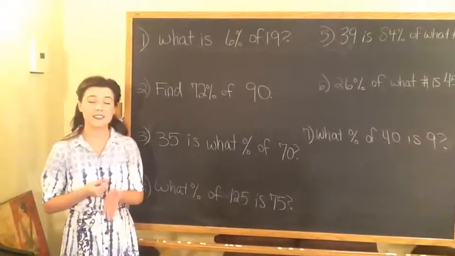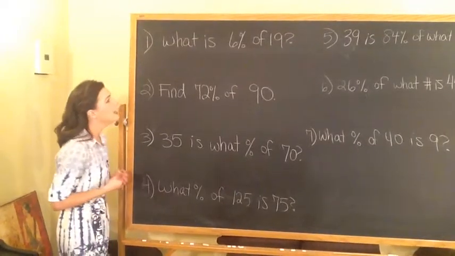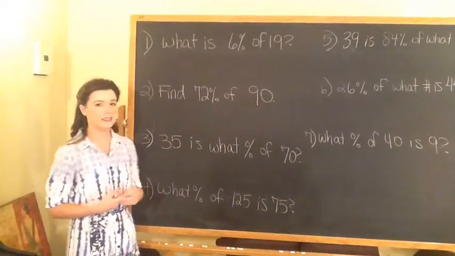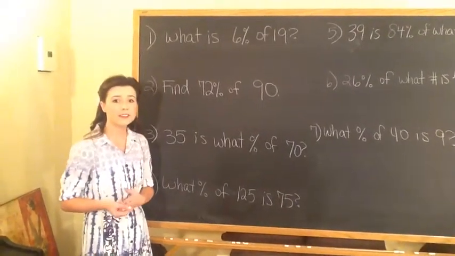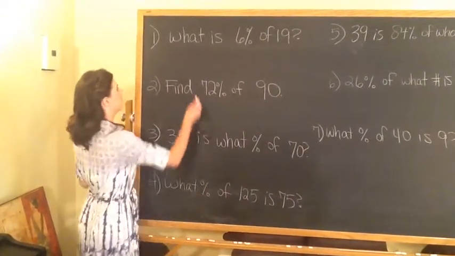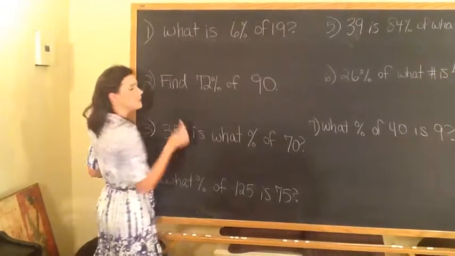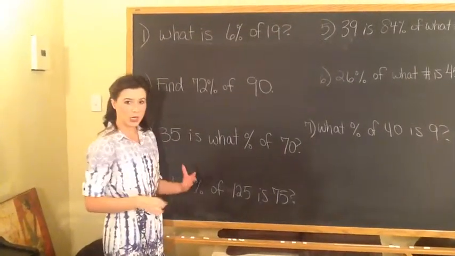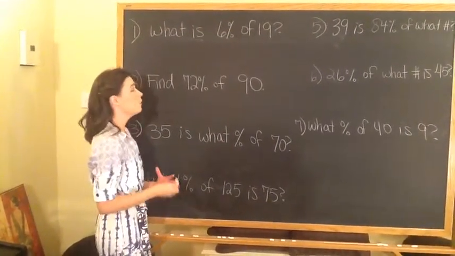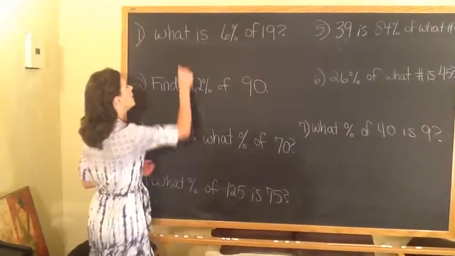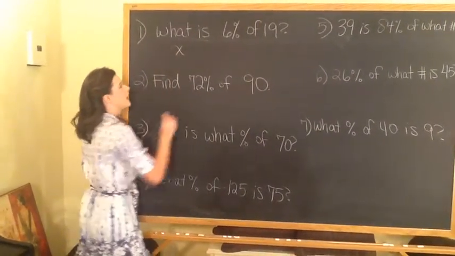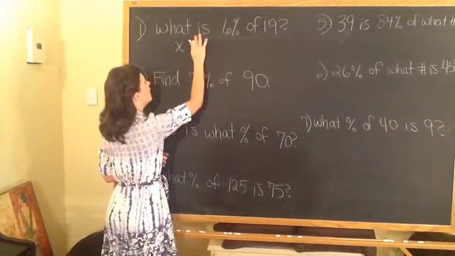Let's look at example number 1. It says, what is 6% of 19? We're going to take it word by word, phrase by phrase, and write our number sentence. The first thing it says is what is. Anytime you have something like what is or what percent, a variable is going to go there because we don't know what it is. So we're going to put an x for what is.